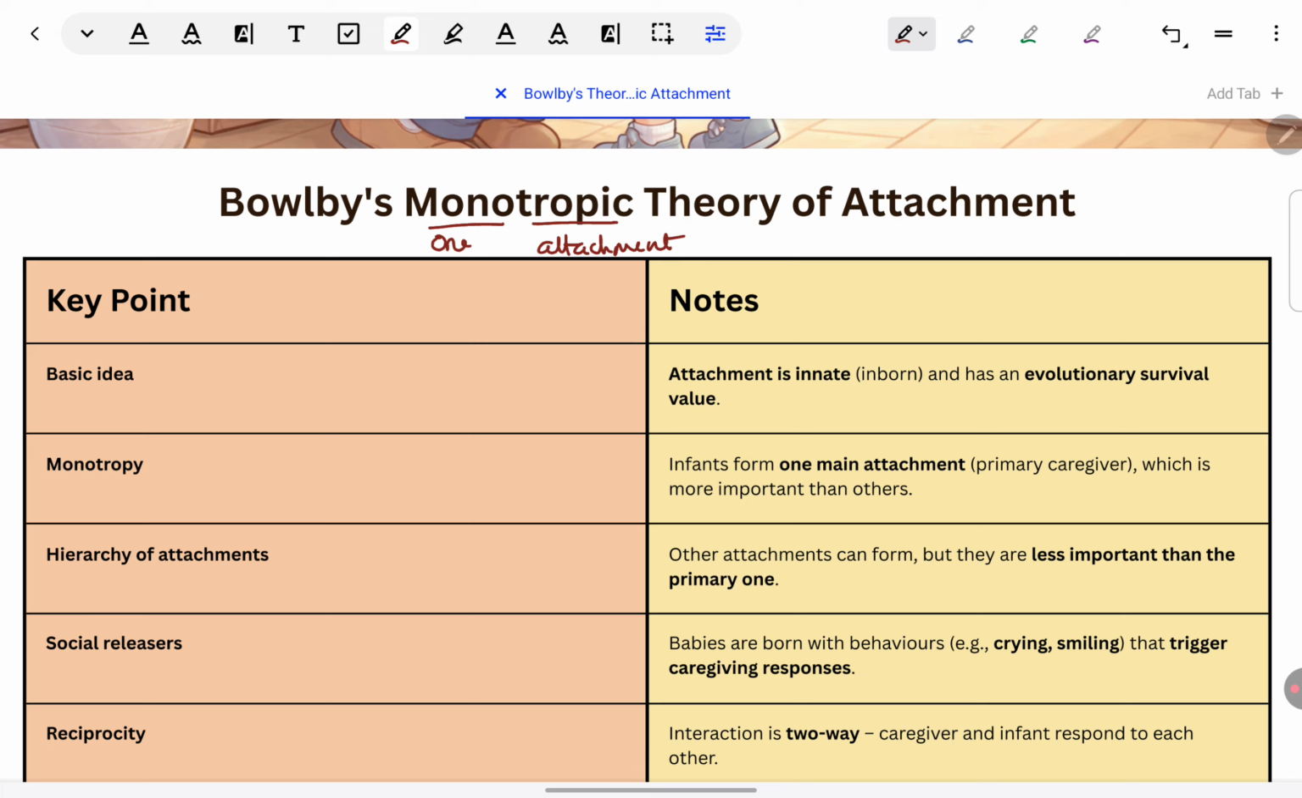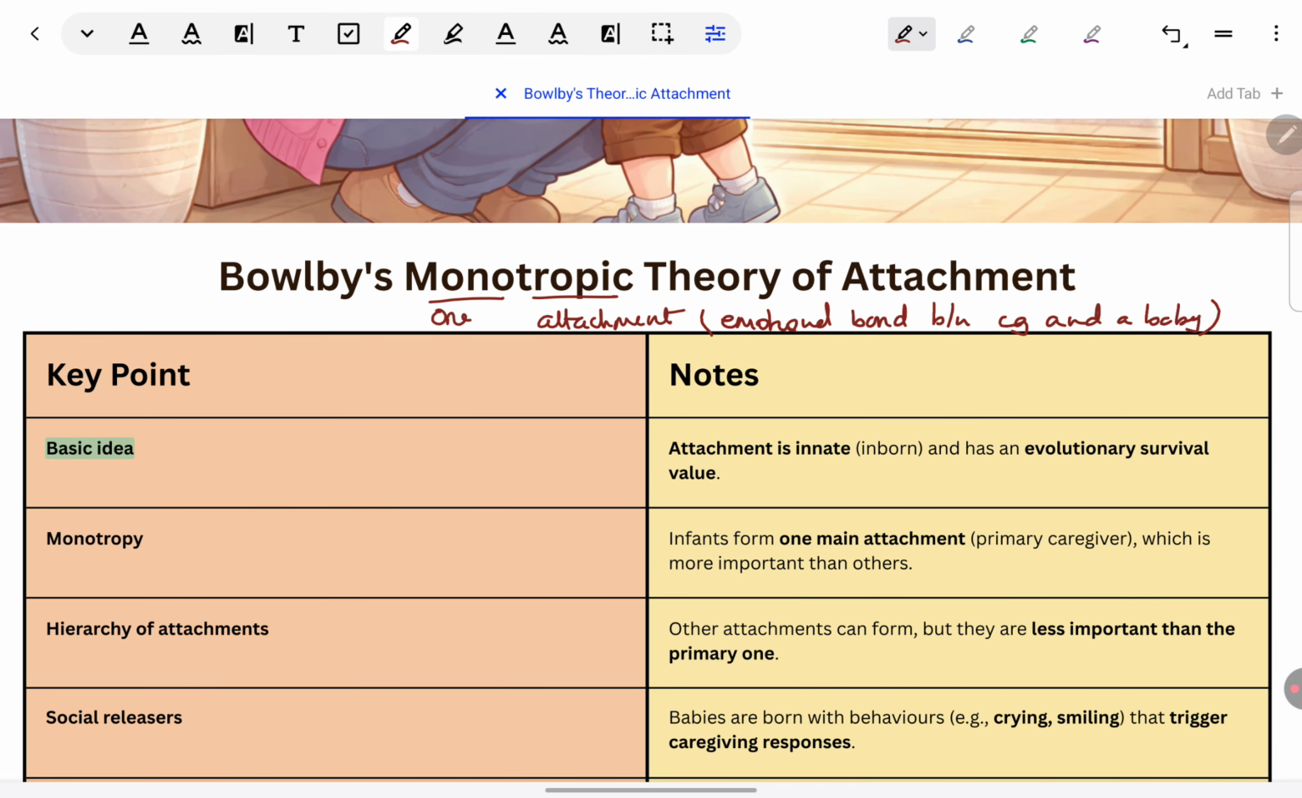As always, let's begin with the basic idea. What is Bowlby trying to tell us here about attachment? Just to quickly revise, what is attachment? It is an emotional bond between a caregiver and a baby. Always keep this in mind throughout the attachment unit.